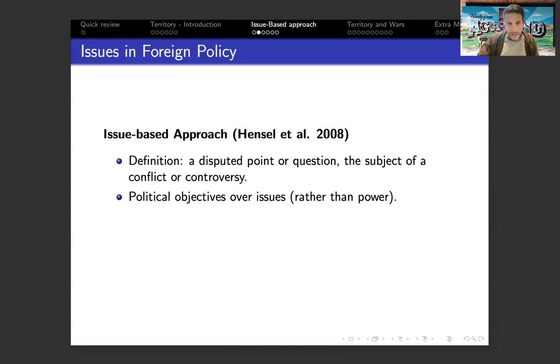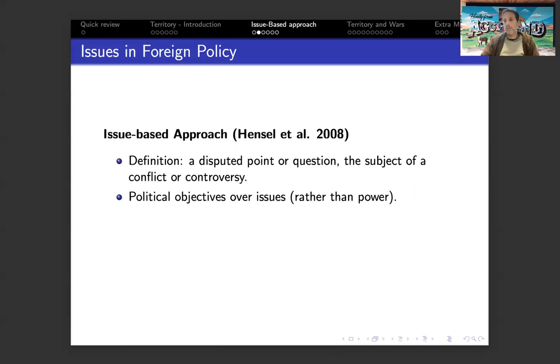So from a definitional standpoint, an issue, according to their work, is a disputed point or question. It is the subject of a conflict or of a controversy. So that's what an issue is. And what they promote here, as I said, is an issue-based approach. According to this approach, policymakers are concerned with achieving different goals over those specific issues. And they're not simply pursuing such vague notions as power or security.